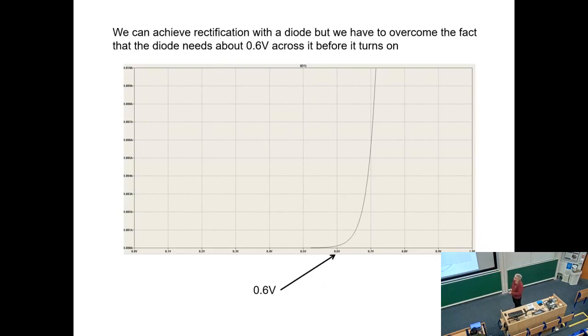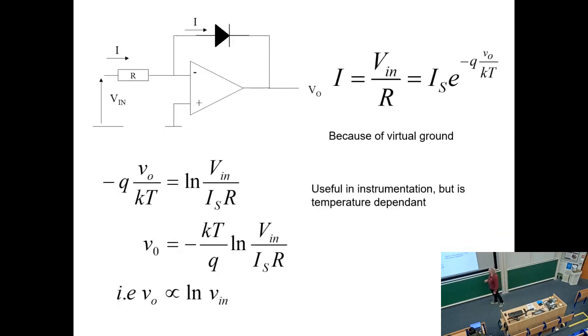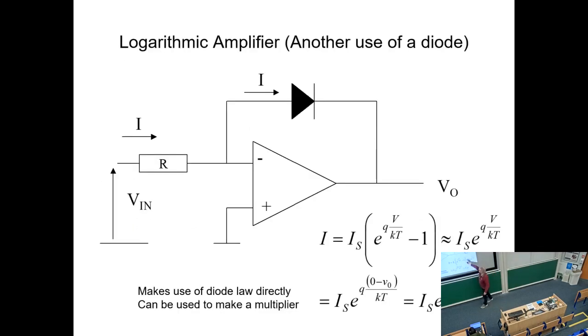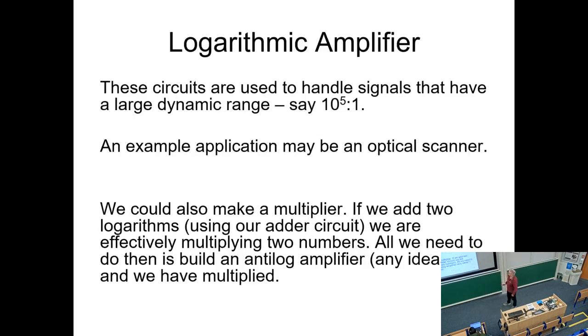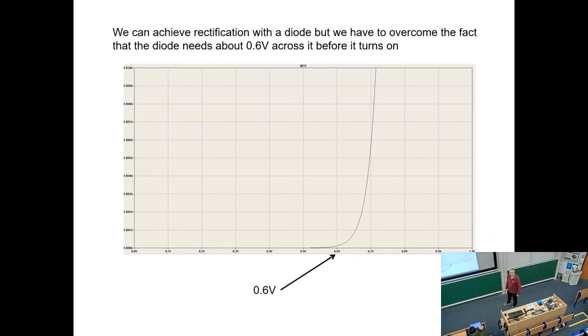We can achieve rectification with the diode, because it blocks in one direction and allows current in the other direction. But we have to overcome this fact that the diode needs about 0.6 of a volt across it before it turns on. So if we were to plot this equation here and put the sensible numbers in for a proper diode, we would end up with that. Okay, so it goes through 0, 0, and then it rises exponentially.